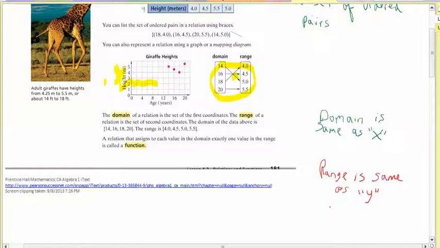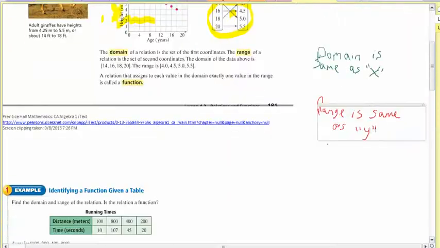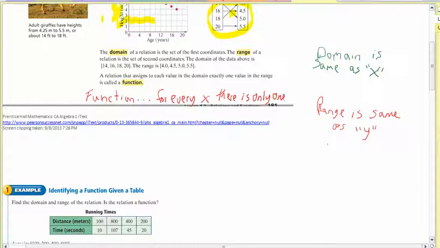A relation that assigns to each value in the domain exactly one value in the range is called a function. So I'm going to tell you the way I remember a function, and that's a lot of words. Okay, so on your paper, just write function, and how I define it is: for every x there is only one y. Okay, so this is a function. That's what that definition says, in more confusing words, I believe. So for every x, there is only one y.